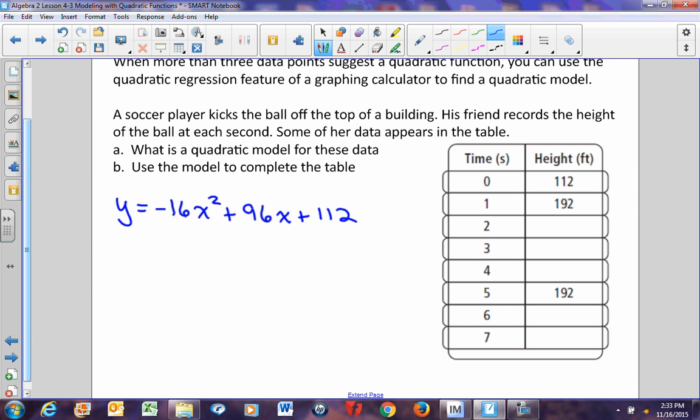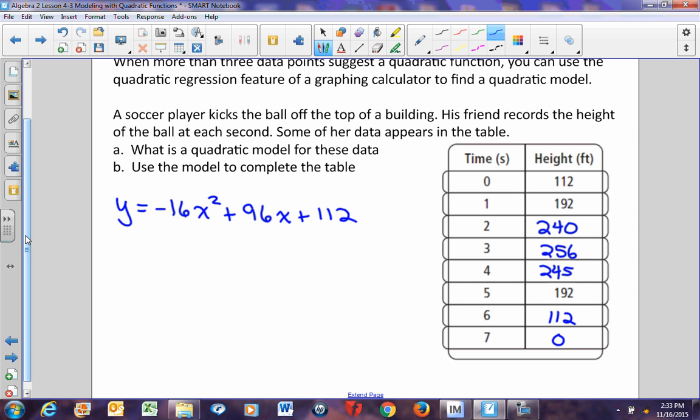And notice it brings up your table. So 1 was 192, 2 is now 240. So you can plug that in, 240. 3 is 256. 4 is 240. 5 was 192, which we already knew. 6 is 112. And 7 is 0. So we should be able to finish that.